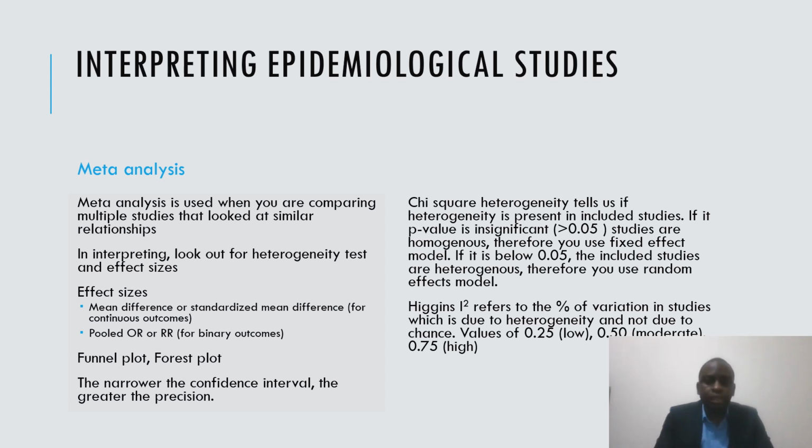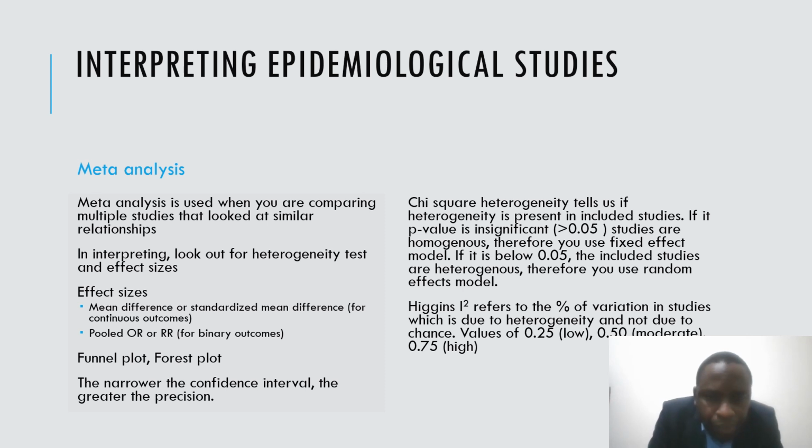So you're going to see a lot of questions telling you to interpret epidemiological studies, right? So I'm going to start with the meta-analysis. Like I told you, that's the highest level of evidence, systematic review, and meta-analysis. So if you are looking at any of those papers, you are going to first of all look at the summary effect sizes. So you're going to see something like mean differences or standardized mean difference.